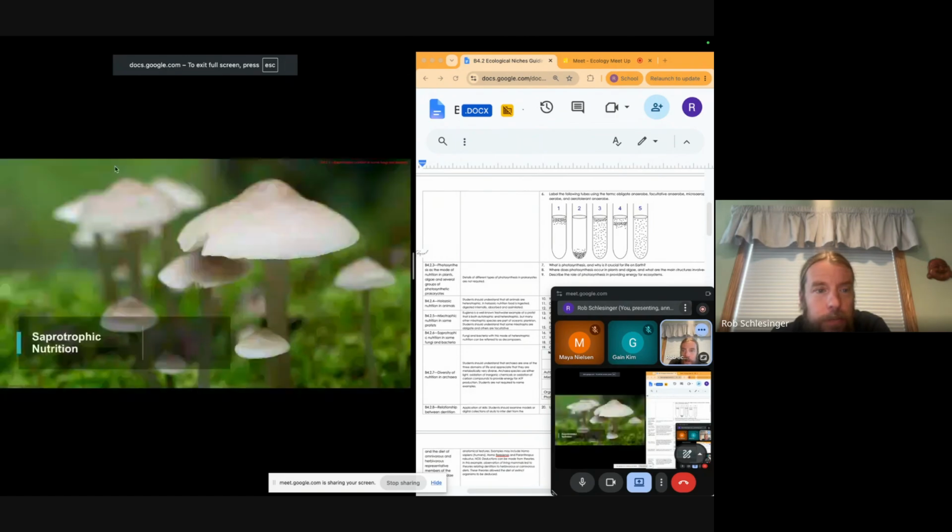All right. And then as promised, let's talk a little bit about saprotrophs. Most of the fungi kingdom excrete chemicals externally, and then they break down the products of those chemical reactions. And so that's called saprotrophy.